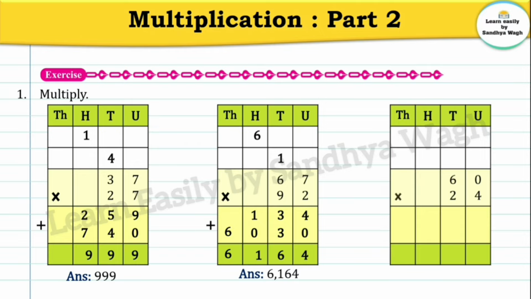60 multiplied by 24. Now 4 zeros are 0. 4 6s are 24. Now we will write 0 in the units place. And 2 zeros are 0 and 2 6s are 12. Now let us add 240 and 1200. So 0 plus 0 is equal to 0. 0 plus 4 is equal to 4. 2 plus 2 is equal to 4 and 1. So our final answer is 1140.